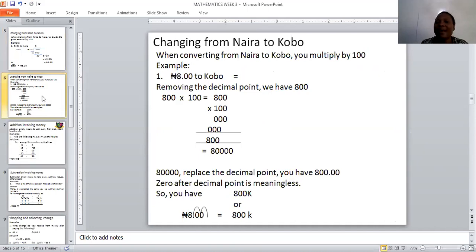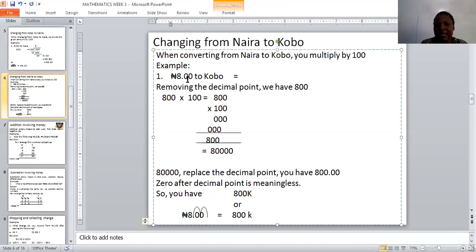To convert from kobo to naira, you divide by 100. Now let's look at converting from naira to kobo. When converting from naira to kobo, you multiply by 100. Example, 8 naira to kobo: you multiply 8 naira by 100.